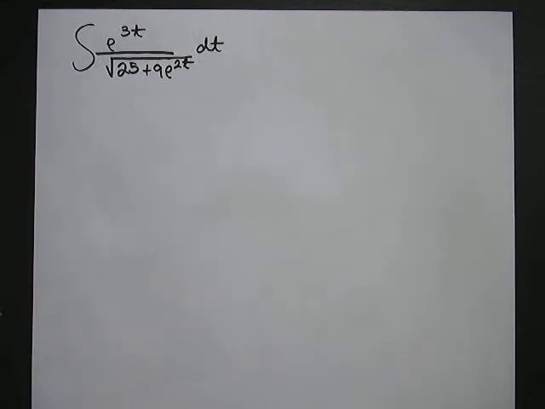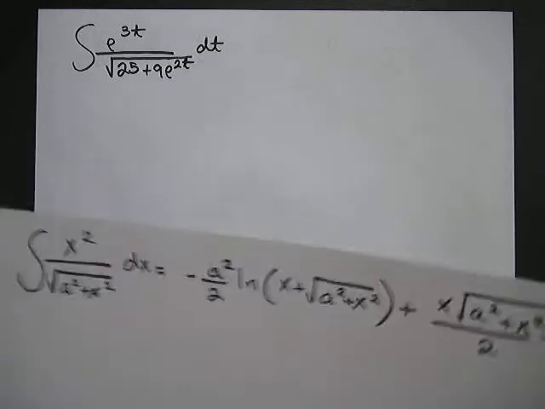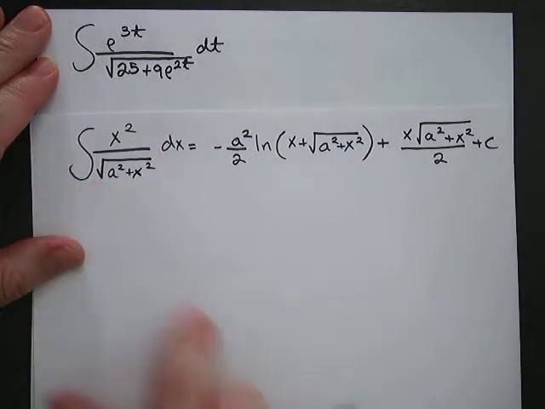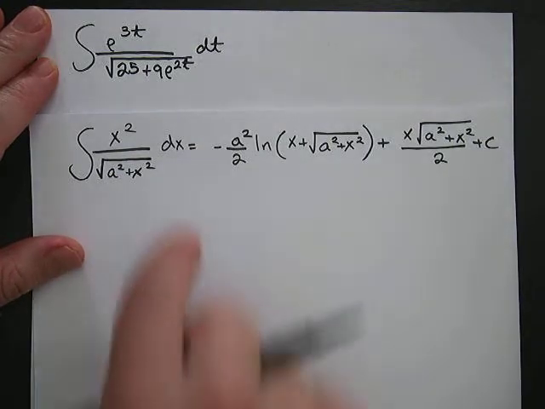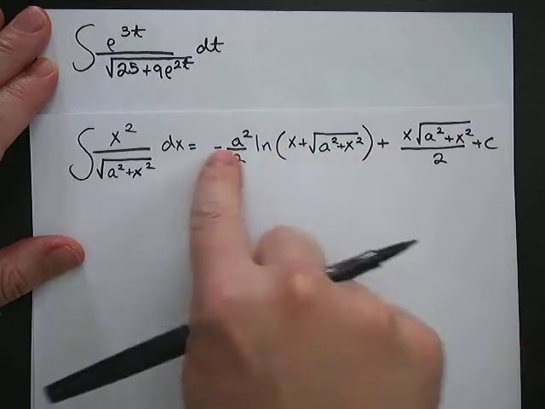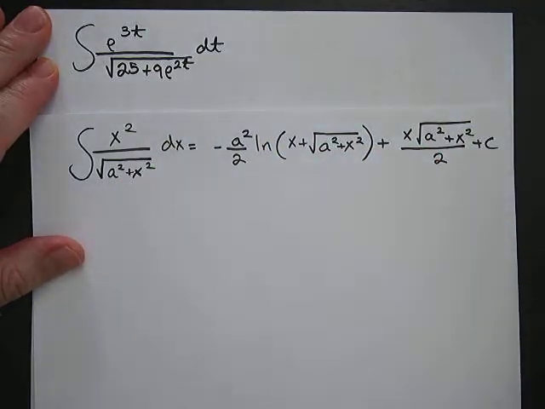In this problem, we have the integral of e to the 3t divided by the square root of 25 plus 9e to the 2t. Okay, so our strategy on this one is going to be to make this integral look like this. And if we can manage to make this look like this, then we can sub in and get our answer. But first, we have to make it look this way.